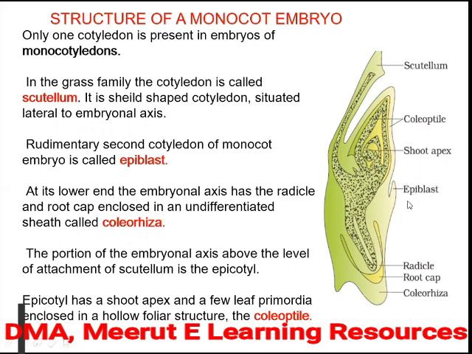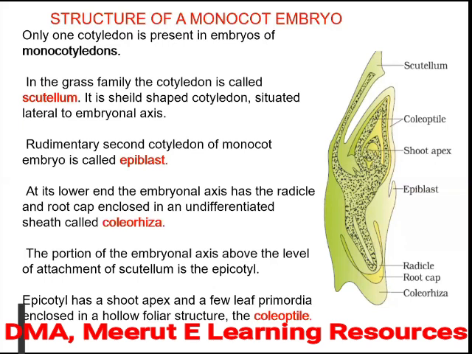This one. So what is the epiblast? A rudimentary second cotyledon. The second cotyledon here is not functional. It is functionless, it is rudimentary. It arises, but it doesn't develop. So this is what is called the epiblast. Now here you can see that at its lower end, the embryonal axis has the radicle and root cap. The radicle gives the root system of the plant body, and this radicle is covered by an undifferentiated sheath which we call the coleorhiza.